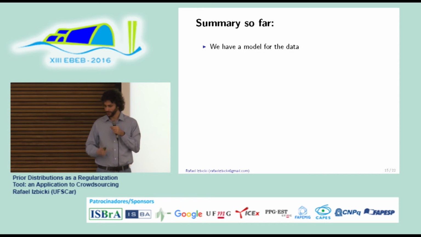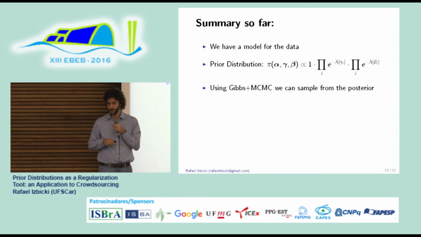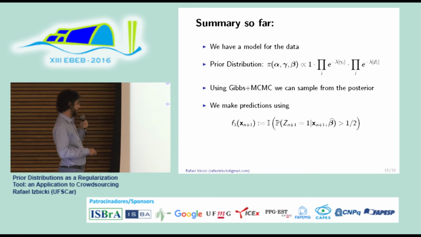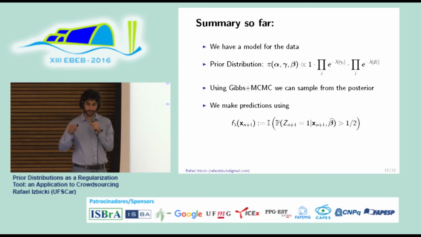I don't know. Okay, so summary so far: we have a model for the data, we have an informative prior distribution. Using Gibbs plus MCMC or just MAP-EM, we can either sample from the posterior or get the mode of the posterior, and then we can make predictions by checking if the posterior probability that the label of a galaxy is 1 is larger or smaller than a half. So this is the final classifier we get. I'm calling it f_lambda, and I'm using the lambda here to emphasize that it depends on the prior hyperparameter. So for each prior hyperparameter, you have a different classifier.